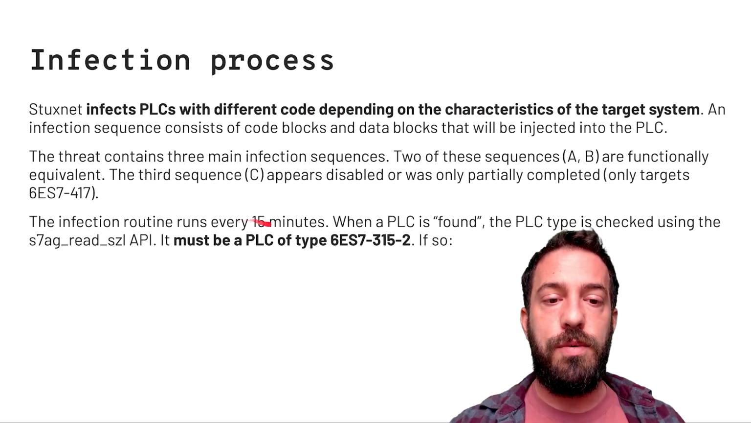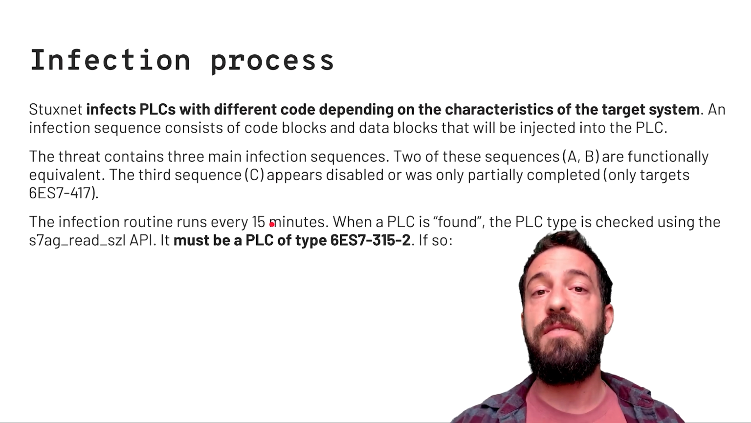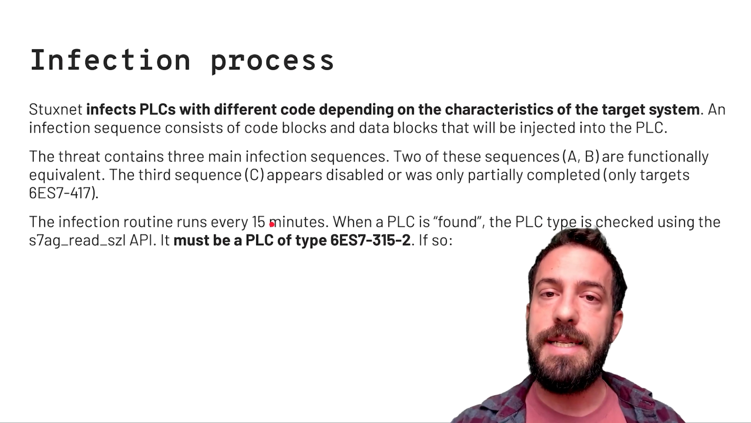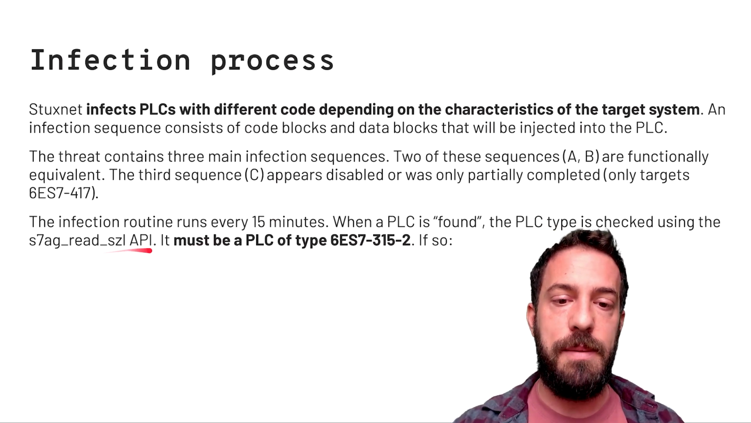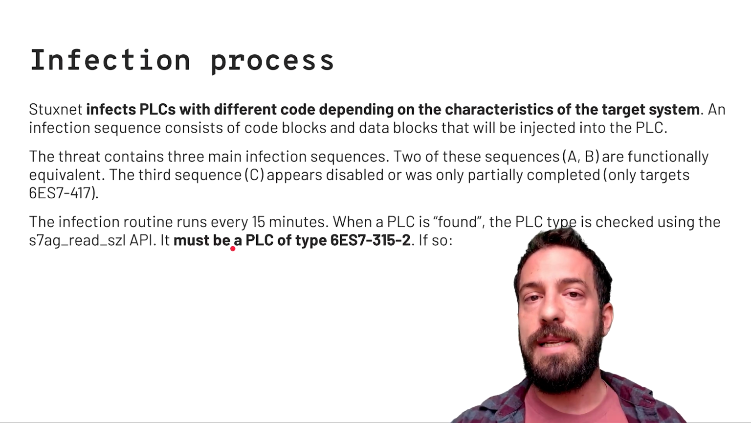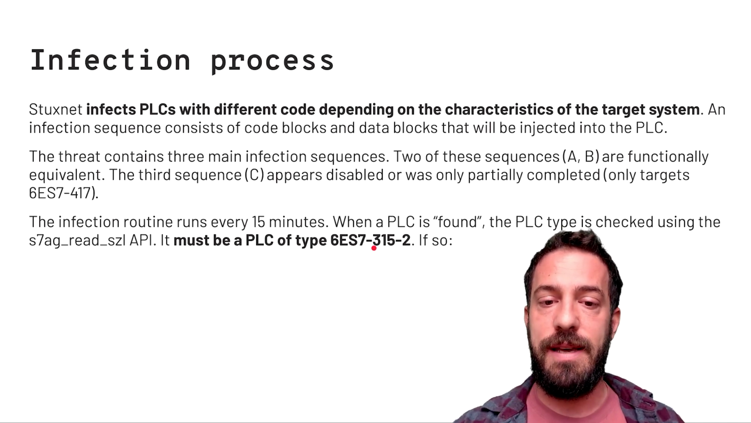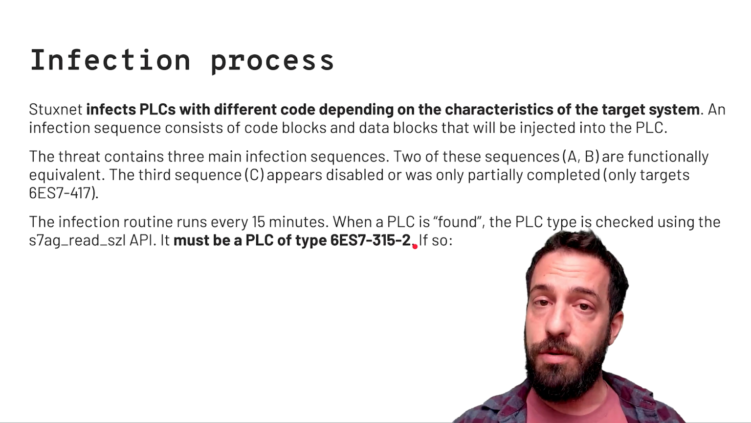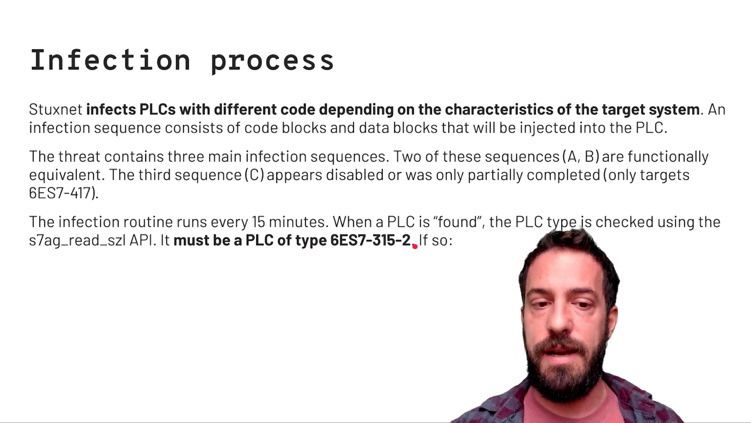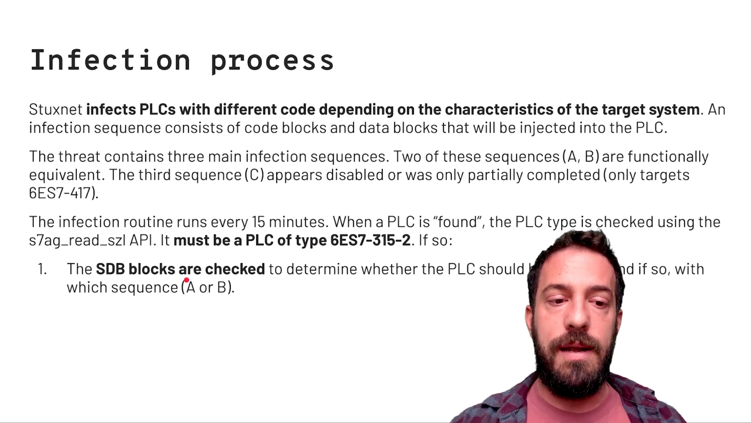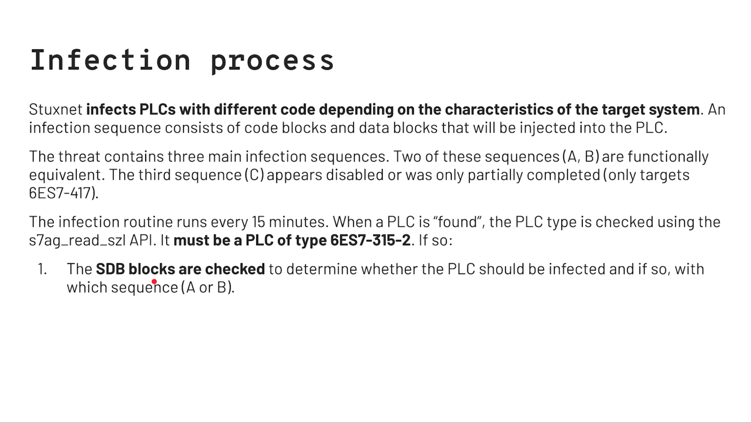This infection routine would run every 15 minutes, and when it found the PLC, then it checked through that, again, intercepted API, if that PLC was a very specific PLC type, this 6ES7 315-2. If that was the case, Stuxnet would check 3 things. One, it would do a check on the SDB blocks, we'll see that in the next slide, to see whether the PLC should be infected, whether it matched a unique configuration Stuxnet was looking for.